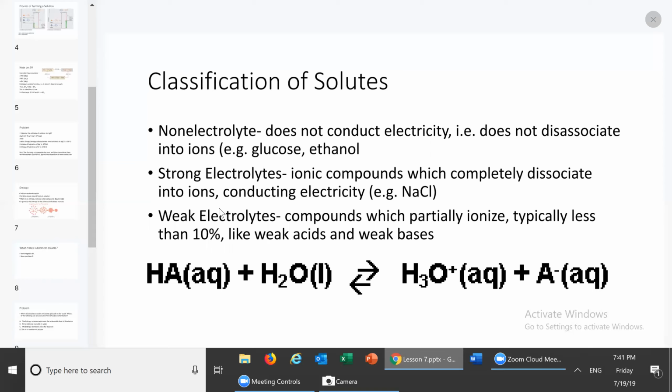Next, I want to classify solutes. We have different kinds of solutes. First, we have a non-electrolyte. These do not conduct electricity. For example, glucose, which is a kind of sugar, and ethanol, so alcohol. These will both dissolve in water, but they do not conduct electricity, okay? Then we have strong electrolytes. These are your ionic compounds, which when you dissolve them in water, completely split into ions, for example, sodium chloride. When you dissolve sodium chloride in water, it will split into sodium ions and chloride ions, right? These will conduct electricity very strongly, okay?